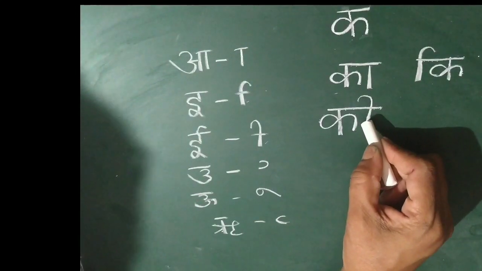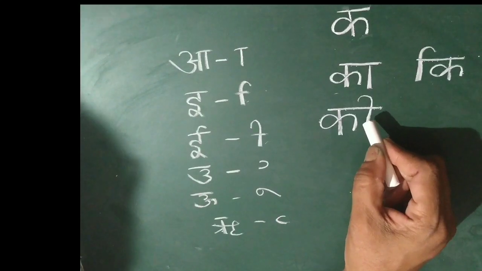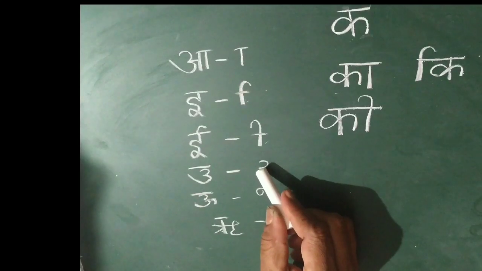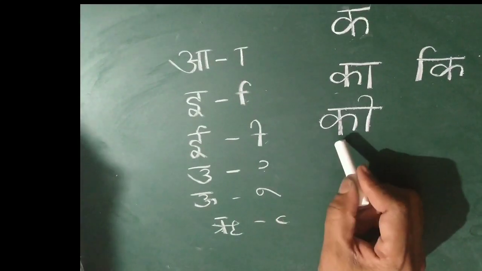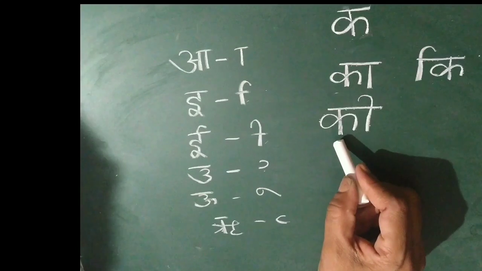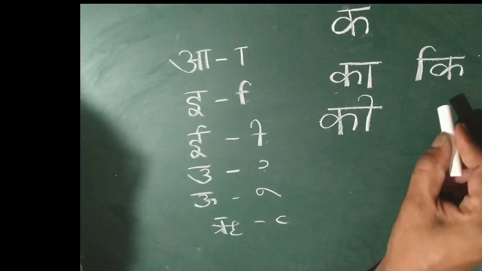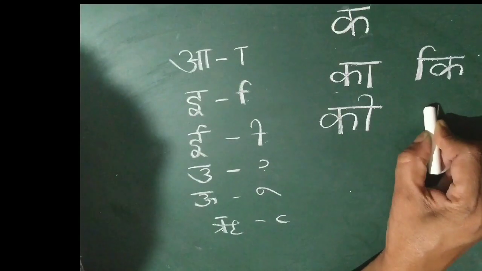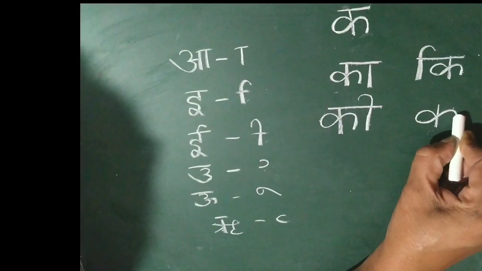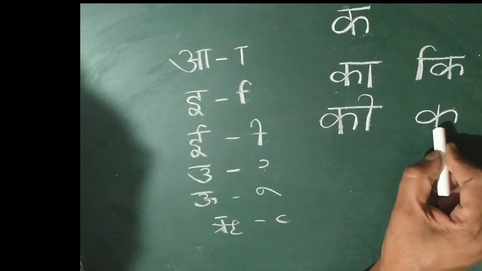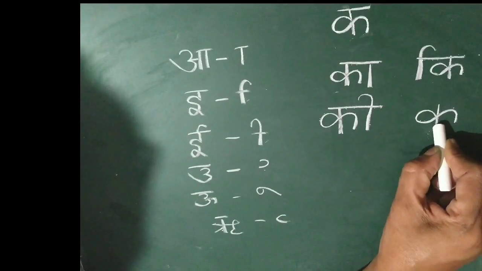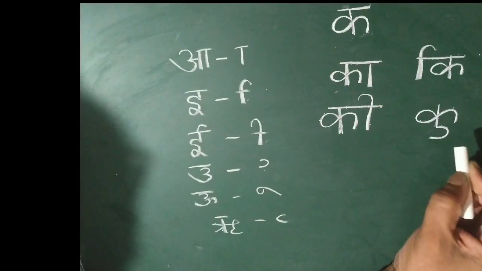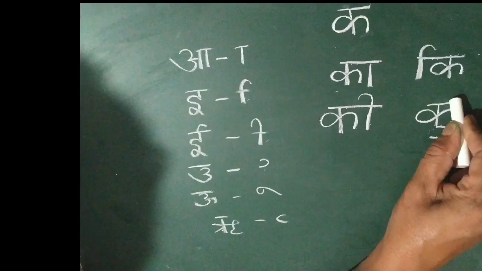Now see how we can write ku. This is the symbol of U. This symbol comes below the letter, right? So write ka. Then add the symbol u below the letter. This is the symbol of u. Now read it: ku.